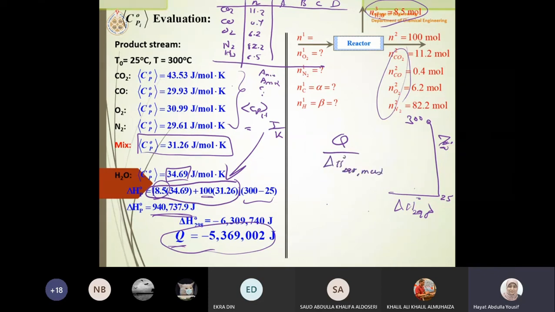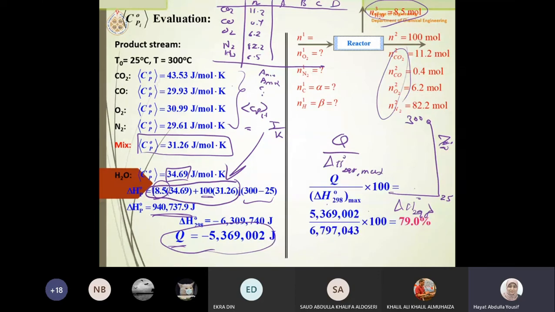Maximum means this amount. So the idea here is simply the 5 million joule divided by 6 million joule, or 6.7 million joule, to get 79%. And what does this 79% mean? It means that 79% of the amount of heat has been taken for the boiler, or to be used for the boiler. So that's basically the idea. Again, that example is not easy and straightforward because of the absence of alpha and beta. But once you get the alpha and beta, I think everything will be clear.